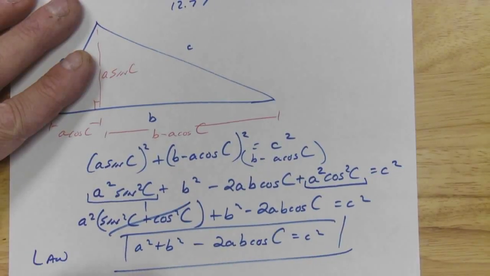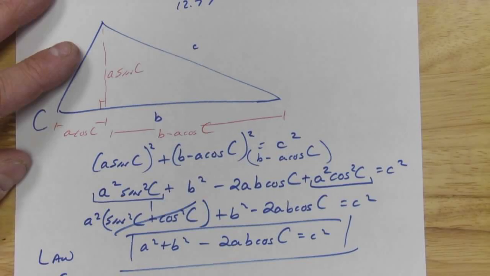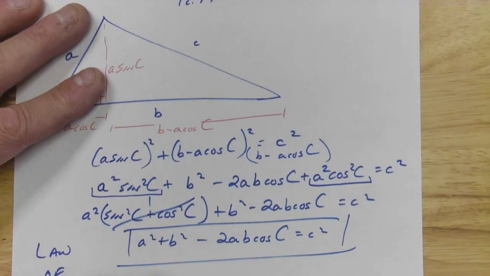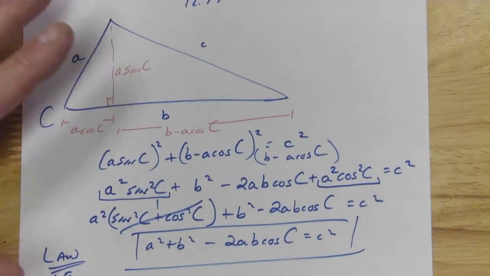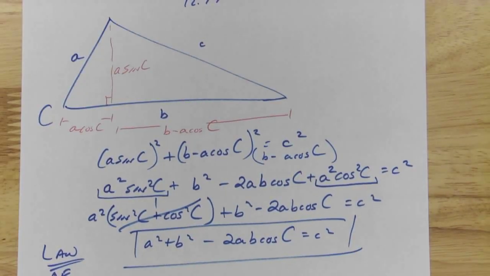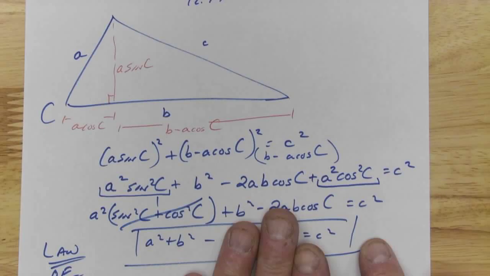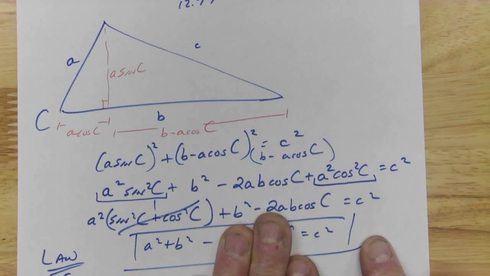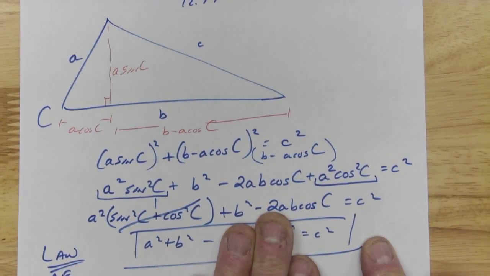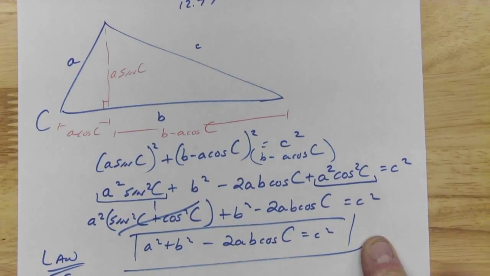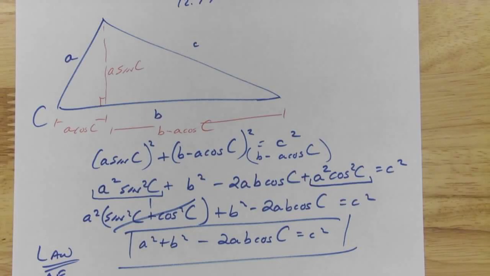Law of, what do you think we should call this? Law of cosines. Huge. So all this is, here's what you need to look at. It's Pythagorean theorem. This right here. It's Pythagorean theorem, but with an adjustment in case it's not a right triangle. Okay? So jot that down.